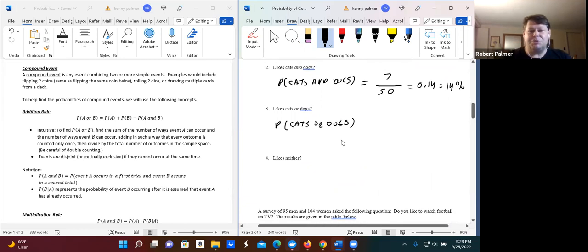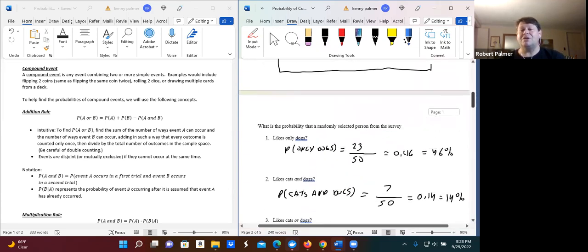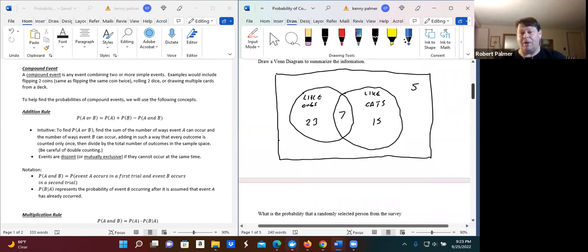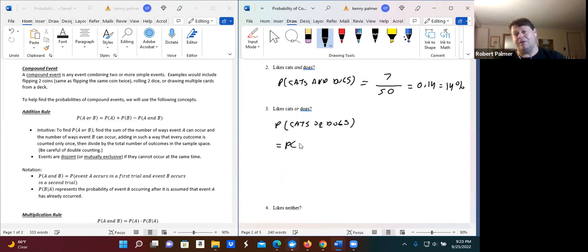and we'll actually show how we do this in a couple of ways, because with a Venn diagram like this, and also the information we're given, we can approach it two different ways. We'll show both. Okay, so from our rule over here, this is going to be the probability that someone likes cats, plus the probability that someone likes dogs, minus the probability that someone likes dogs and cats.